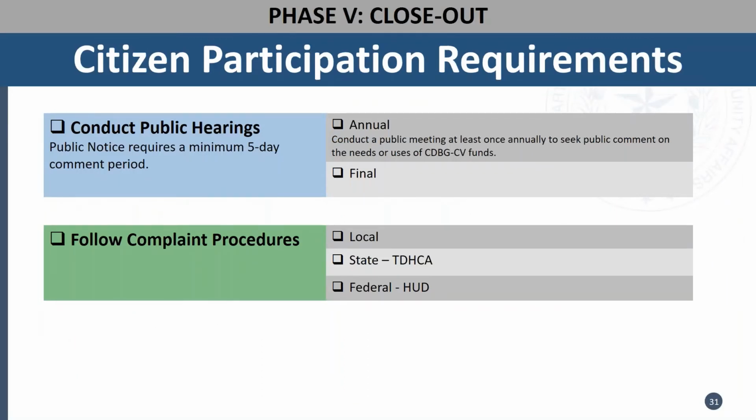This slide goes over the citizen participation requirements. Annually, a public meeting must be conducted to seek public comment on the needs or uses of the CDBG-CV funds. In addition, a final public hearing has to take place. You also must follow complaint procedures that have been established locally, by the state, specifically TDHCA, and by HUD at the federal level. Next slide.